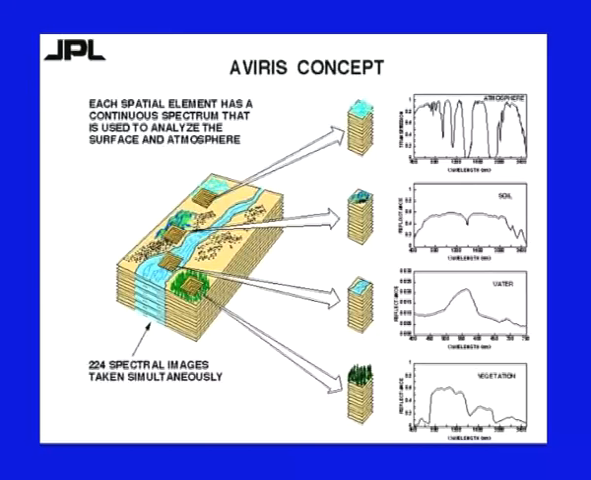So, finally, we can say that the AVIRIS is a system or a concept where each spatial element has a continuous spectrum that is used to analyze the surface and atmosphere. One can see 4 such sample informations related to atmosphere, soil, water and vegetation, and one can see the manner in which the information is available by taking continuous bands and not discrete bands.